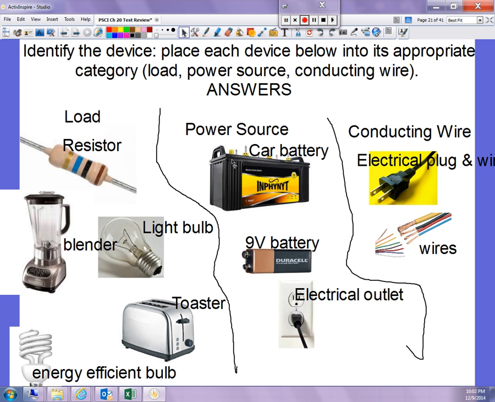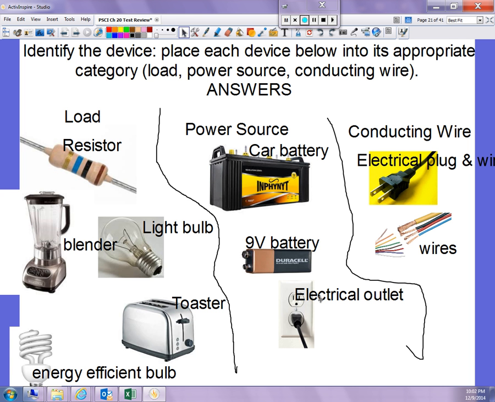Power source, that's the source of potential difference, the voltage source in the circuit. What provides that difference in potential energy between the two spots in the circuit so that we can push the current, push the electrical charge through the path. So our power source, we have a car battery, a 9-volt battery. It could be any kind of battery, D battery, C battery, AA. They're all power sources.